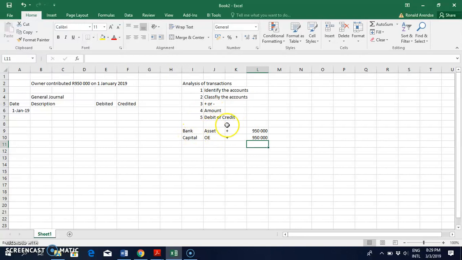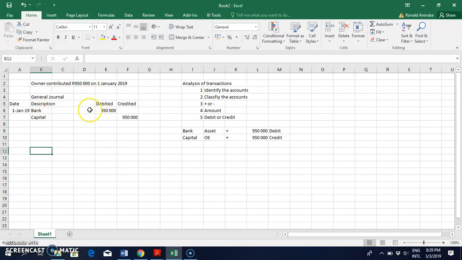Next step is to now say which account should be debited and which account should be credited. Bank is increasing assets, and assets increase on the debit side. Capital increases owner's equity, and owner's equity increases on the credit side. So now we know our debit and our credit. So we go to our general journal and we say the first account, being the one that's debited, is bank, and we enter in the debit side 950,000. The second account, which is the capital account, is being credited, and in the credit side we enter 950,000.